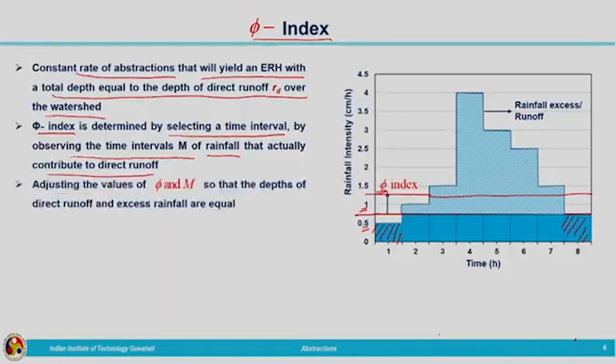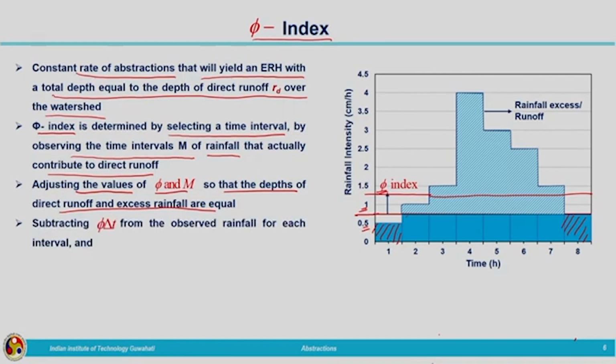So, this method is applicable only if we have the measured runoff depth. By adjusting the value of phi so that the depths of direct runoff and excess rainfall are equal, we can finalize the value of the phi index. After getting the phi index, we will subtract phi delta t from the observed rainfall for each interval. Phi is in centimeters per hour, that is, it has the unit of intensity. So phi multiplied by delta t will be subtracted from the corresponding rainfall depth. That will give us the runoff depth, which will be compared with the runoff observed at the outlet of the basin.